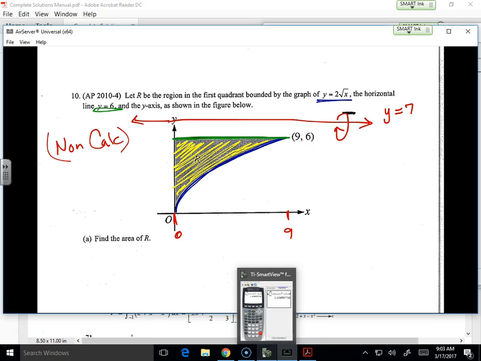Question. If I put depth, is that horizontal or vertical? Horizontal. So question, dx or dy? Oh, depth goes that way, right? Depth goes horizontally, so that's a dx.